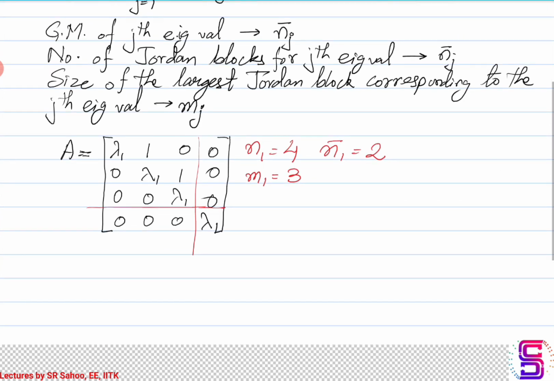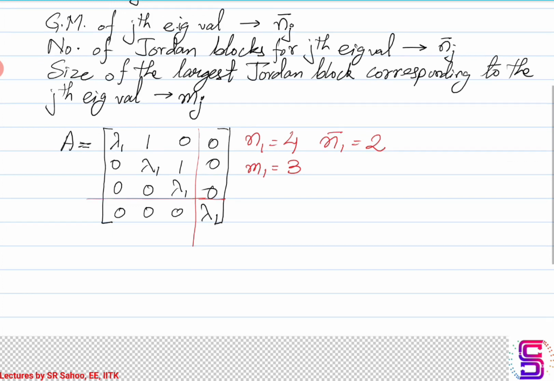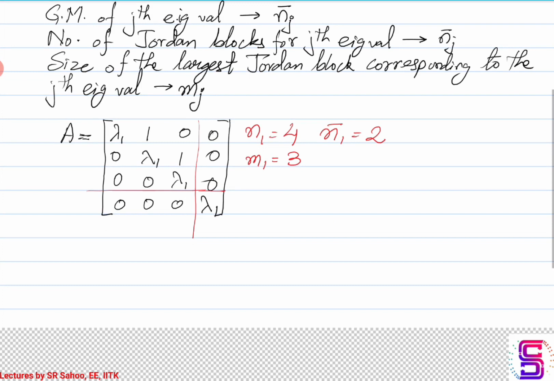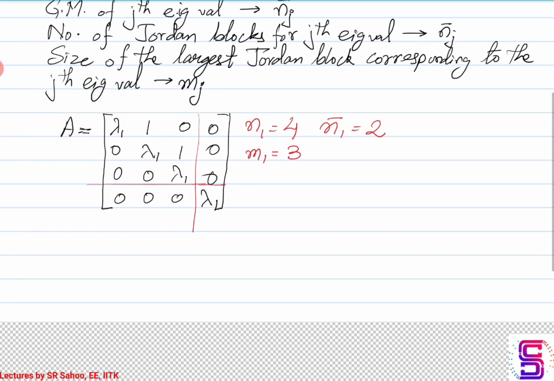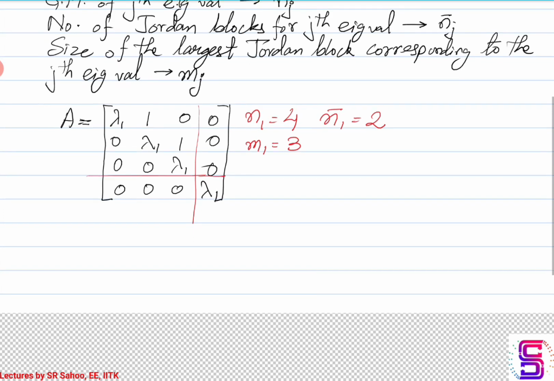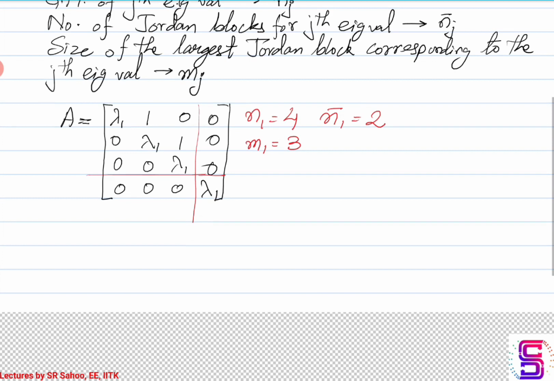So mj is the size of the largest Jordan block corresponding to the jth eigenvalue. Collect all the Jordan blocks that you have corresponding to the jth eigenvalue and find the largest size available from those Jordan blocks. That is mj.